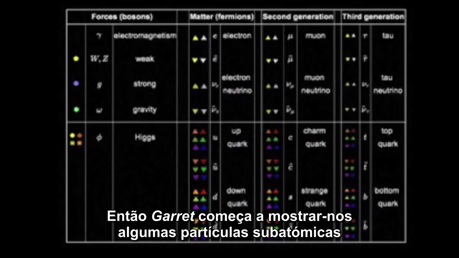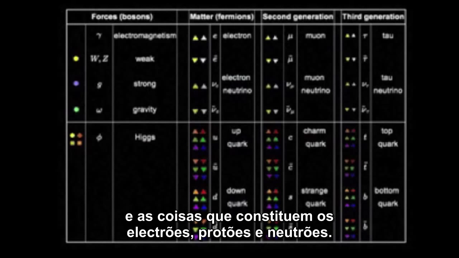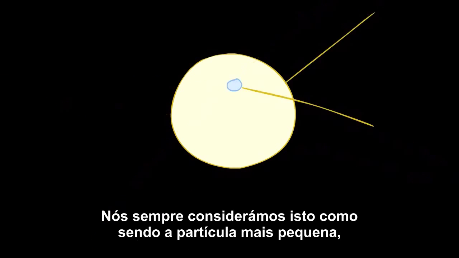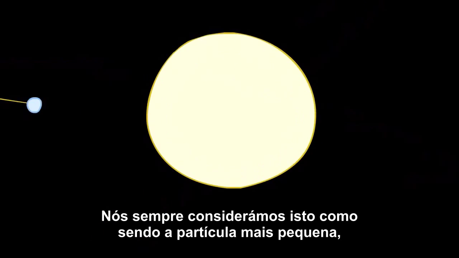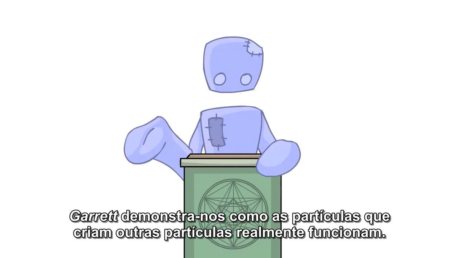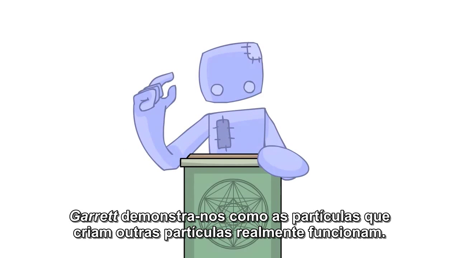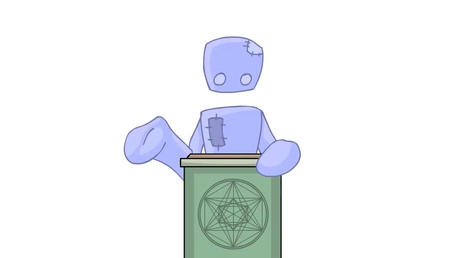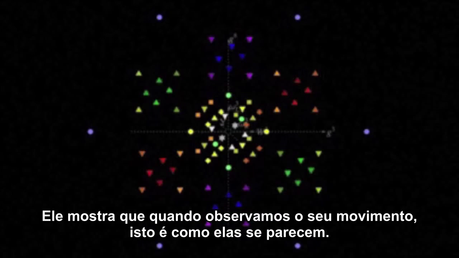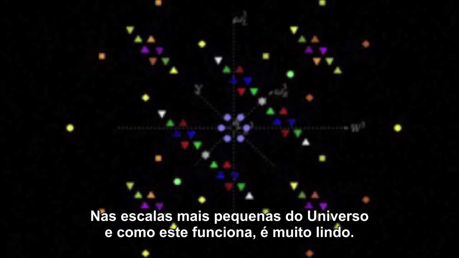So Garrett starts showing us some subatomic particles and the things that make up electrons and protons and neutrons. We always consider these to be the smallest particle, but we never think about what's creating them. Garrett demonstrates to us how the particles that create point particles really work. He shows that when you plot them out in how they move, this is what they look like. At the tiniest scales, the way the universe works is very beautiful.